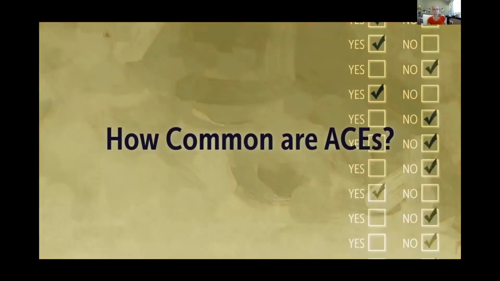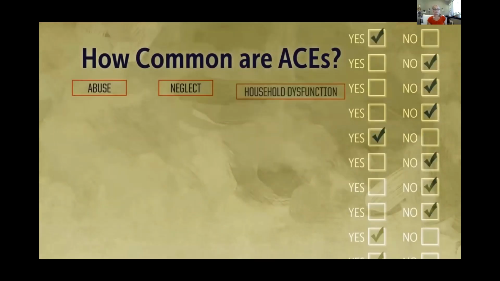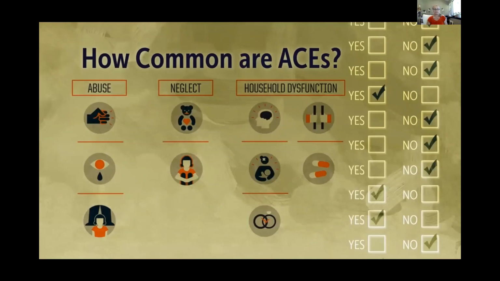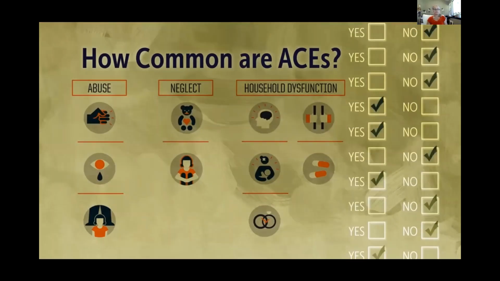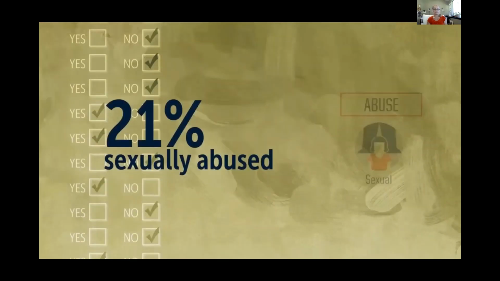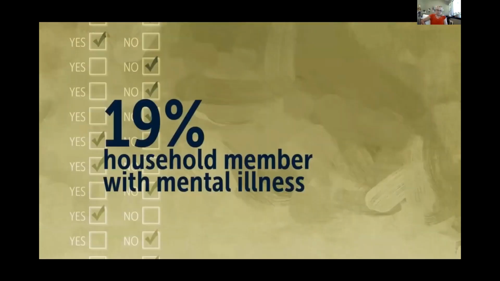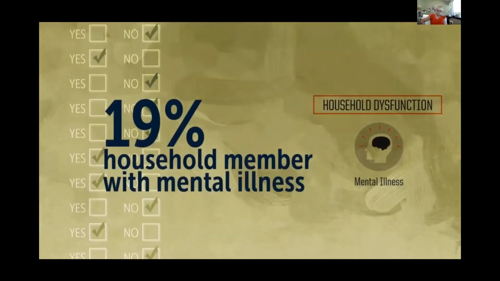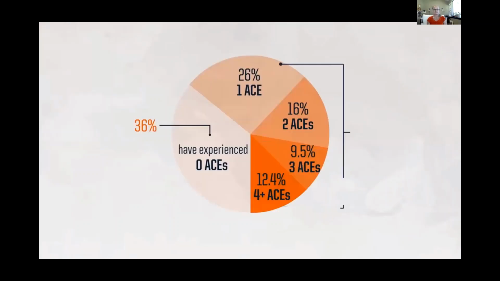Anda and Felitti tallied up 10 different kinds of adversity in this largely middle-class and college-educated population. They were stunned to see how common ACEs were. 21% of all respondents were sexually abused as children. 19% grew up with someone who suffered mental illness. 28% had been physically abused. And 2 out of 3 respondents had experienced at least one ACE.